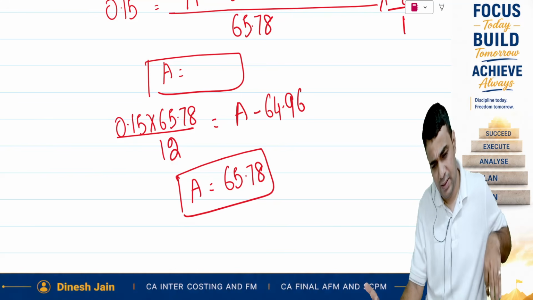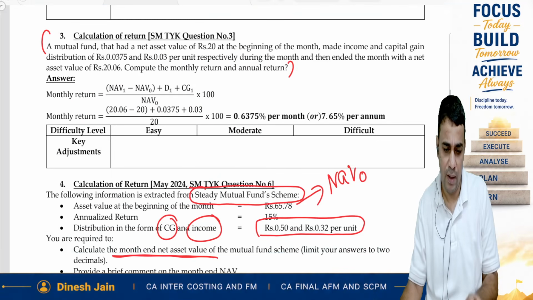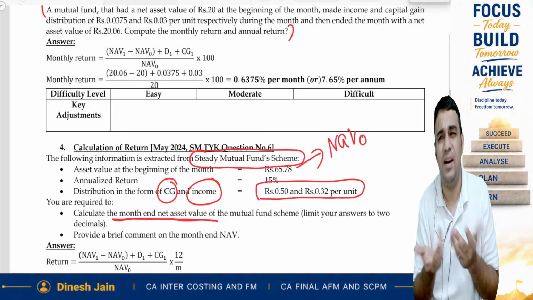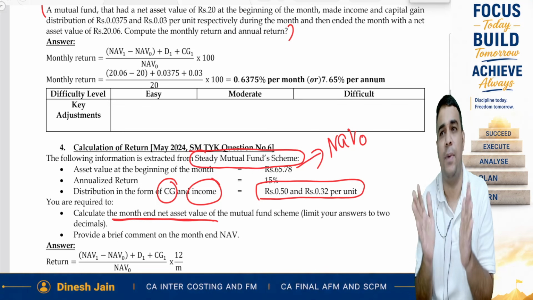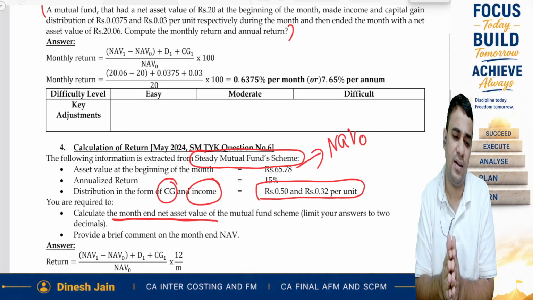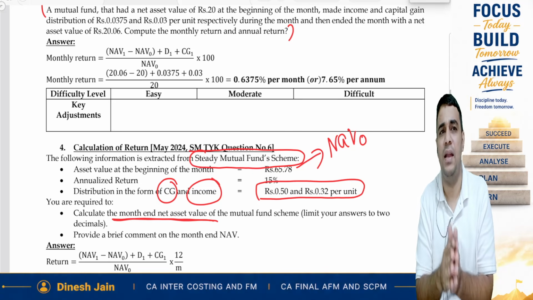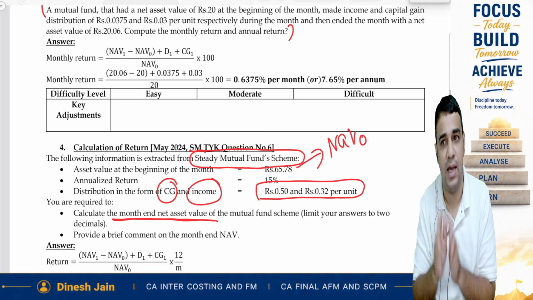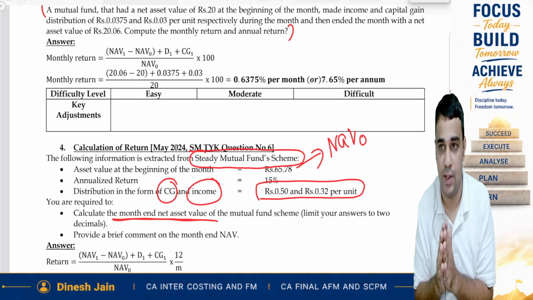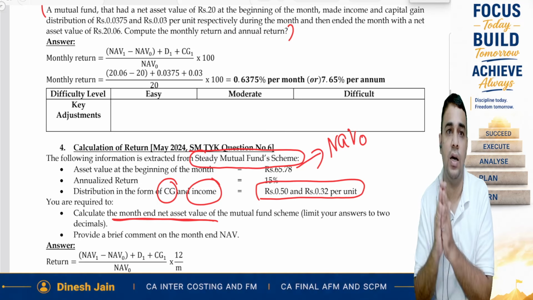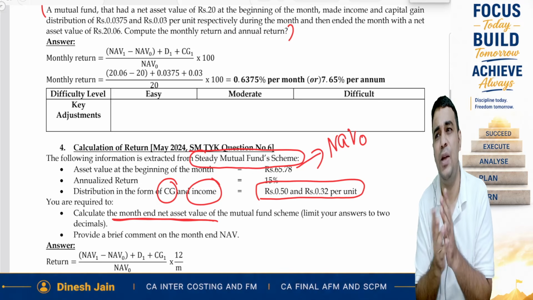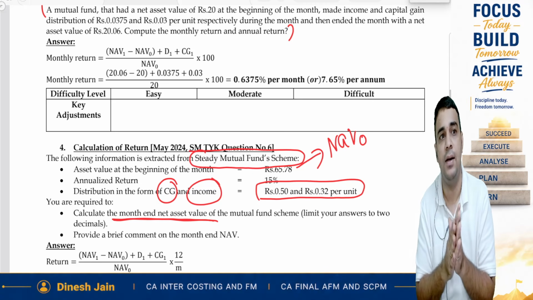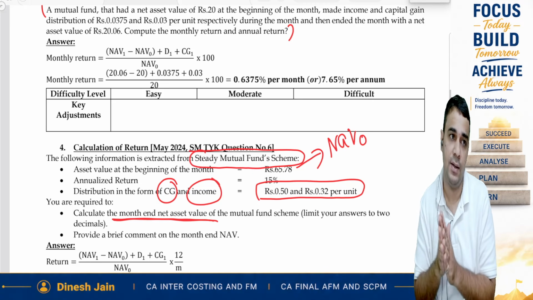They wanted a comment on the month end NAV. Generally, I can't pass any comment just by comparing NAV. But here, because the opening NAV and closing NAV remained the same, the Institute just passed a comment saying that there is no change in the NAV. But generally, just comparing the NAV, we can't pass any comment.